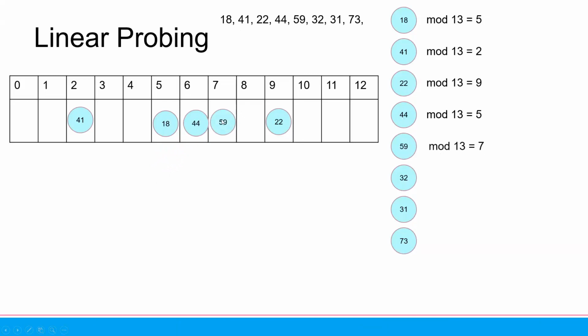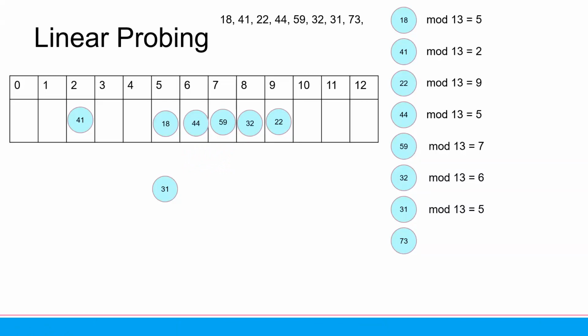59 mod 13 is 7, so we just put in the 7. 32 mod 13 is 6, and we see that 6 has been filled with another value. So let's go to 7. 7 is not empty. Then we go to the next, which is 8, and we put 32 in the 8.